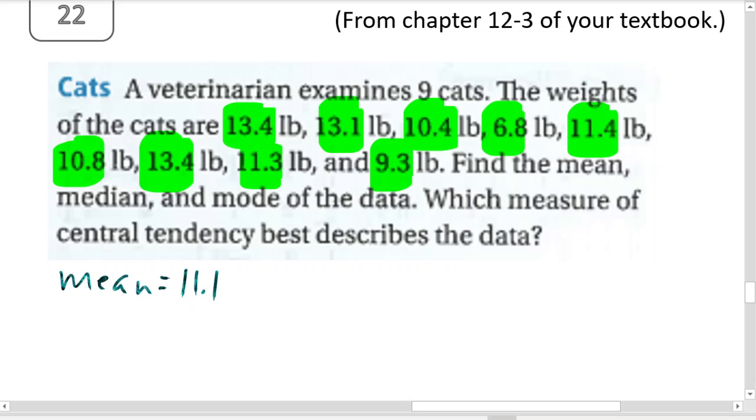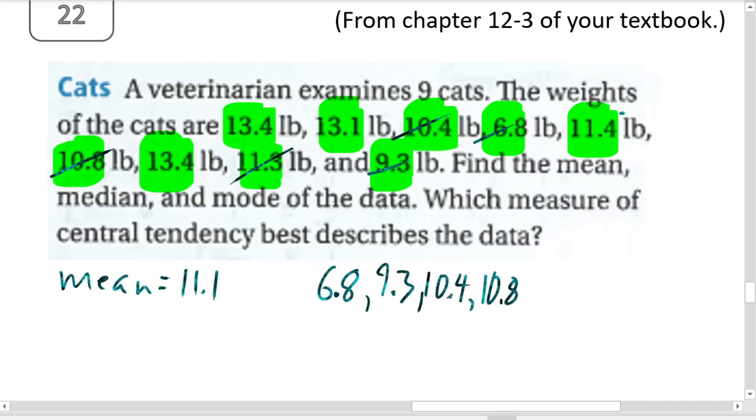And the median is the next one. In order to find the median, we have to put them in order from least to greatest. So I've got a couple. I've got a really small category here, 6.8. And then I've got one more that's in the single digit with the decimal behind it. So we've got a 9.3. And then just moving up, we got a couple in the tens. We have a 10.4 and a 10.8. I'll cross these out as I go. So I got 4 written down, I got 4 crossed out. In the 11s, we got 11.3 and 11.4.